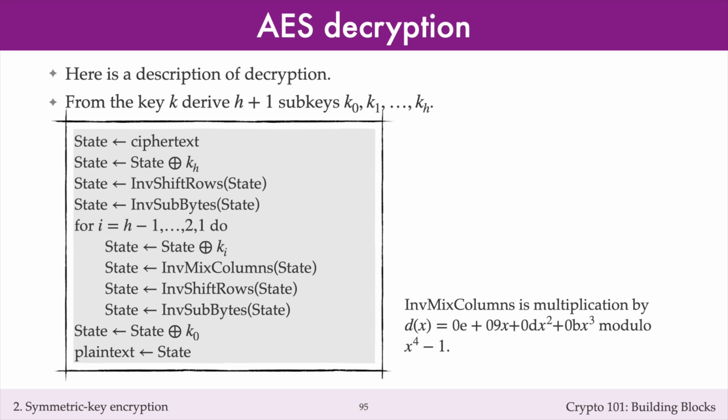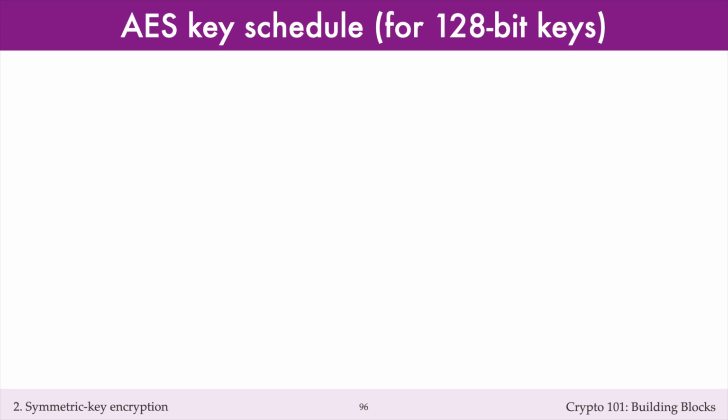Since all the AES round operations are invertible, ciphertext can be decrypted to get plaintext by applying the inverses of the round operations in reverse order. The decryption algorithm is shown in the slide, but I won't explain it any further. To complete the description of AES encryption, I need to show you how the subkeys are derived from the secret key K. I'll do this for the case of 128-bit keys.